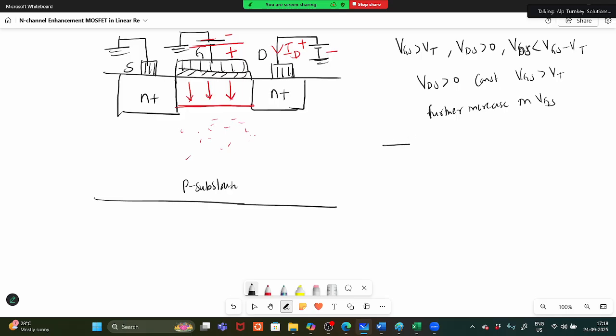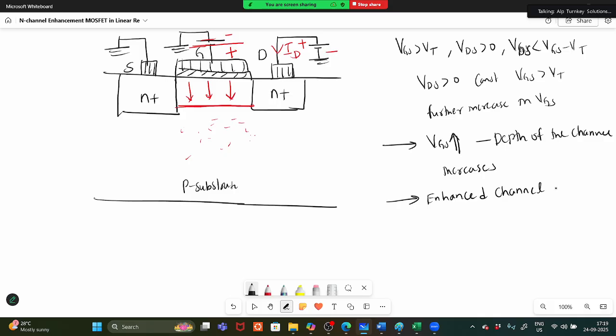As you increase VGS further, the depth of the channel increases. That's why it is called an enhanced channel. Enhanced channel means an increase in the channel. You can search the meaning of enhanced channel; it is nothing but increasing. That's why the name came, and that's why we call it an enhancement MOSFET.